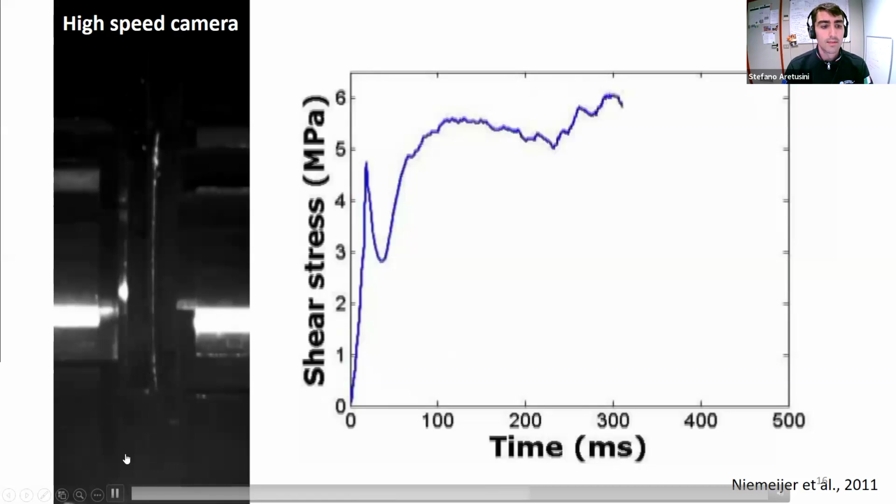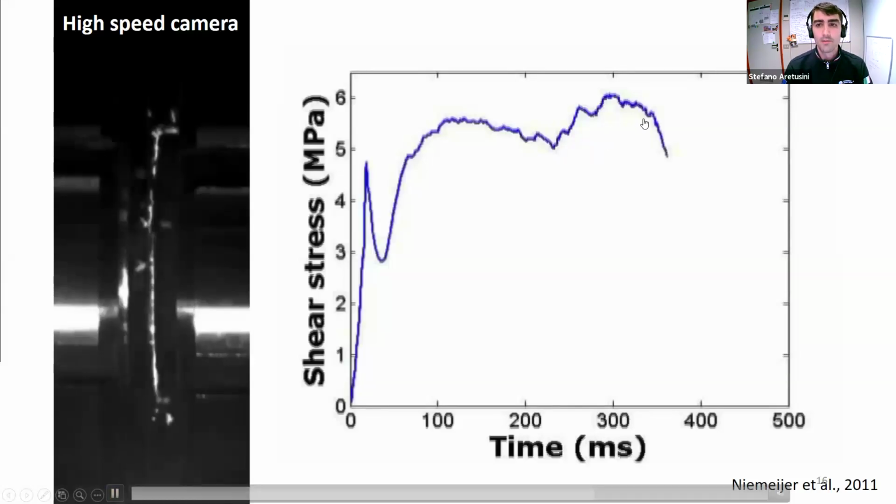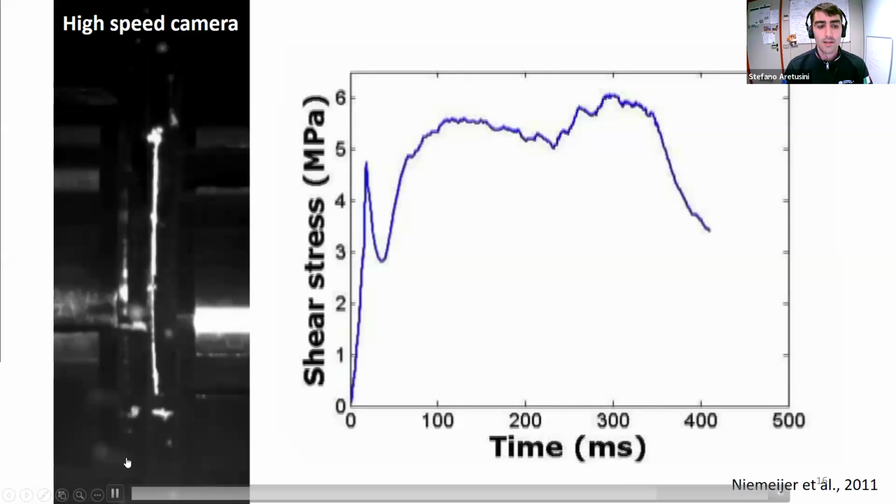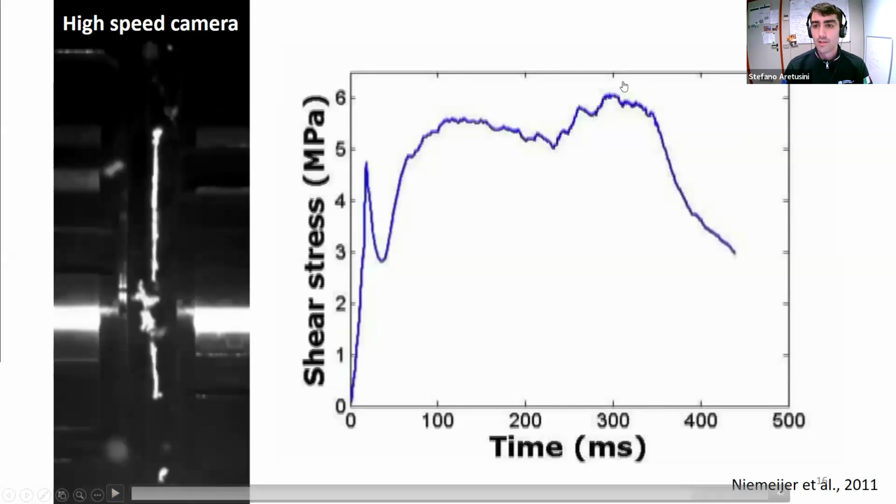We start seeing some bright spots due to melting of asperities or formation of small patches of melt. And then at this point here, we see that when the layer of melt is continuous, the shear stress decreases. So we really have direct evidence of dynamic weakening due to melting of rocks. And this is just half a second, so it's a really quick process happening.